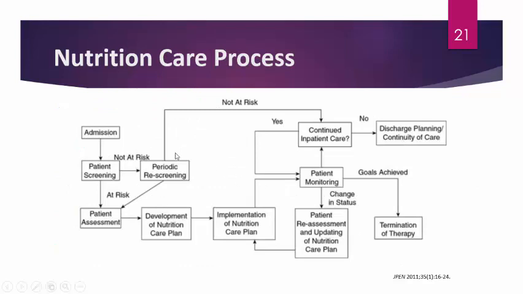This diagram gives you an idea of what happens in terms of that nutrition screening process and nutrition care process. Whenever a patient is first admitted, they undergo some kind of screening within that first 24 hours. If they're not at risk, they're going to undergo periodic rescreening. However, if they are at risk, they're going to undergo a further assessment, which, remember, is a bit deeper than the initial screening. Then a nutrition plan is developed, they implement the nutrition plan, and then they monitor the patient.